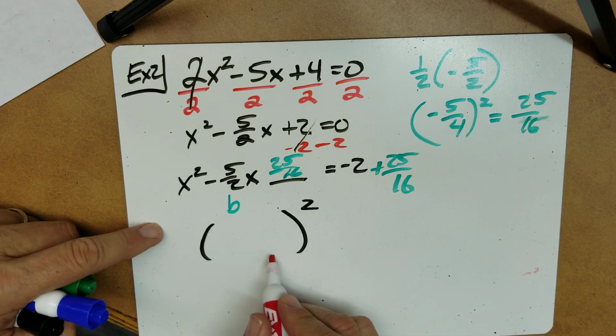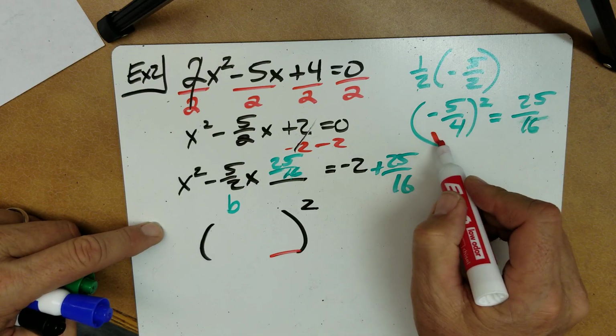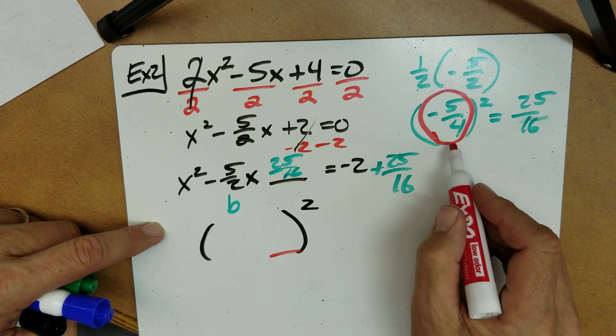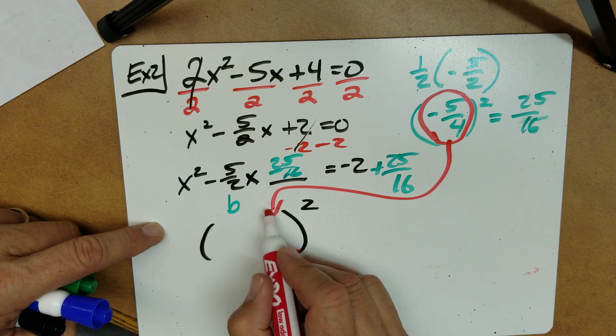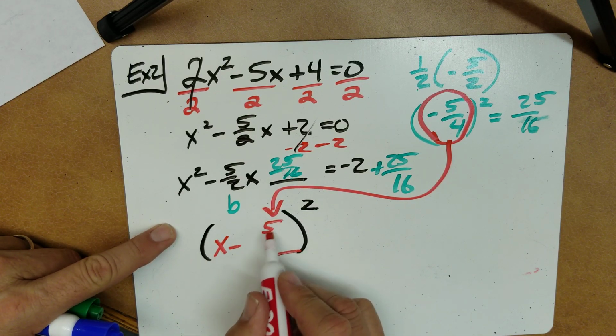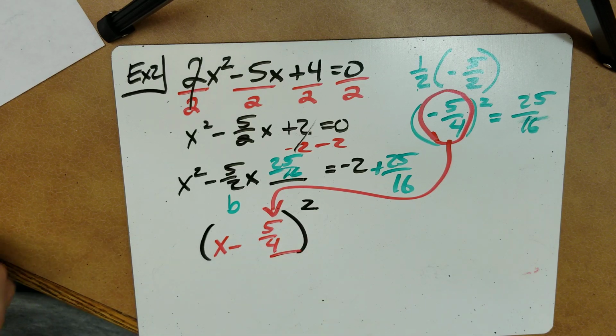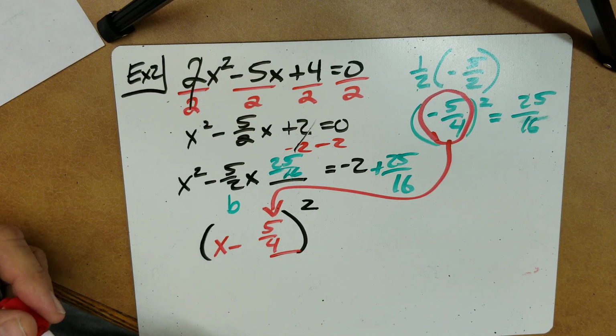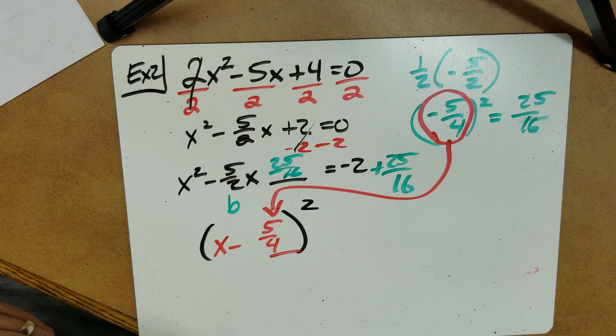Basically, you're asking what goes here. It is always this number right here. Whatever half of b is, that is what goes right here. Watch, it's really simple. This is just x minus 5 fourths squared. Always. Whatever the half is, goes there. So don't trip out on trying to figure that out. It's not that tough, okay?